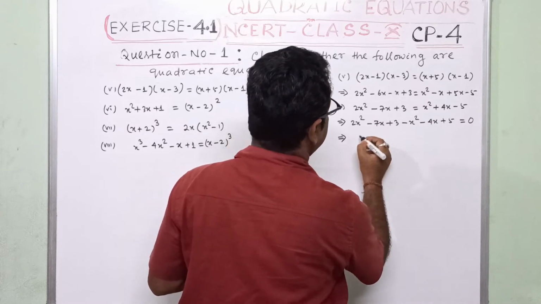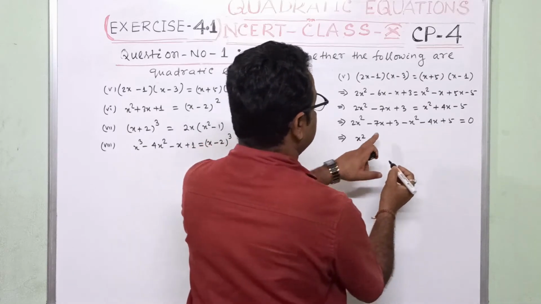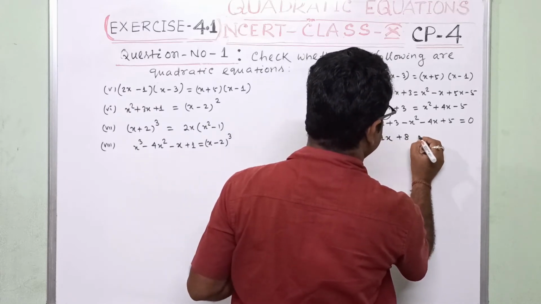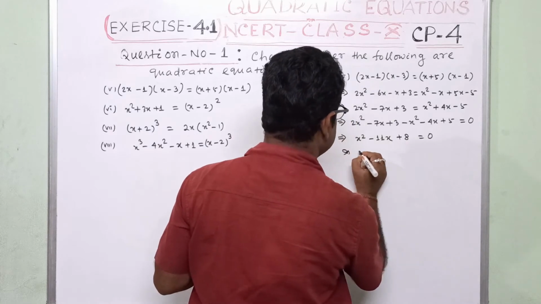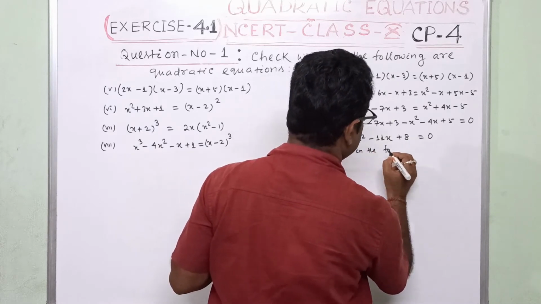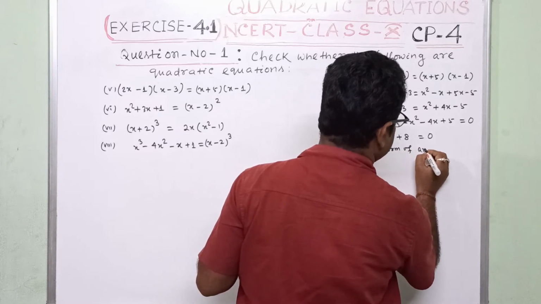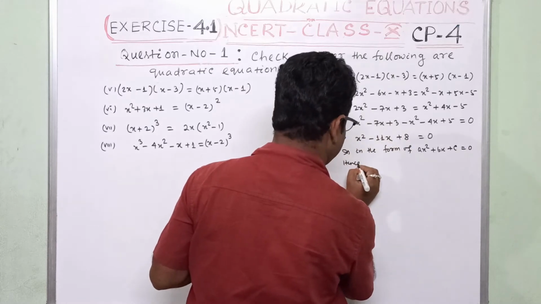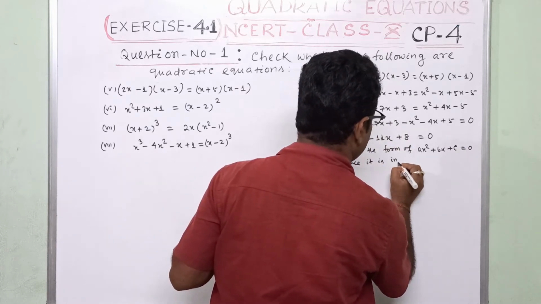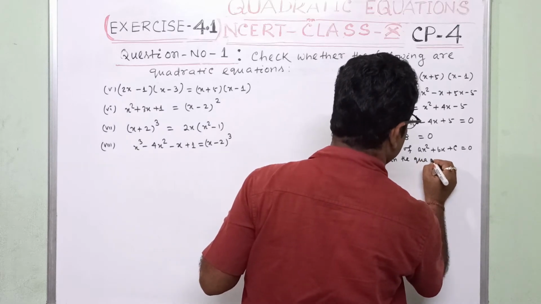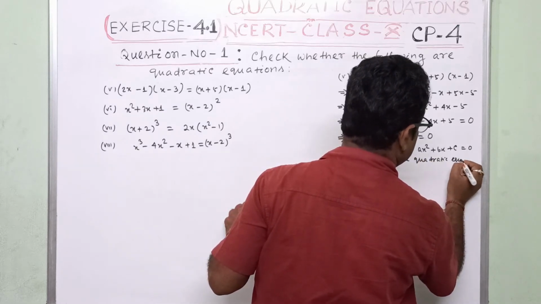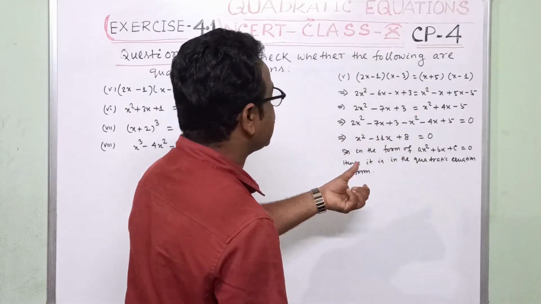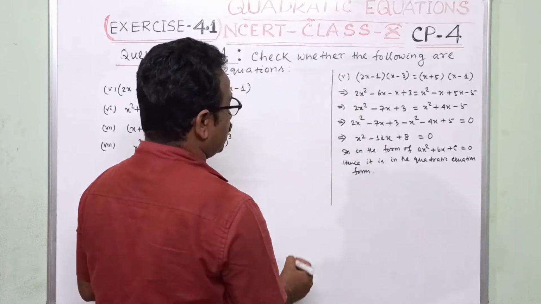Now we are getting 2x square minus x square, minus 7x minus 4x, minus 11x plus 8 is equal to 0. It is in the form of ax square plus bx plus c is equal to 0. Hence, it is in the quadratic form. The equation is quadratic. Now move on to the next bit.